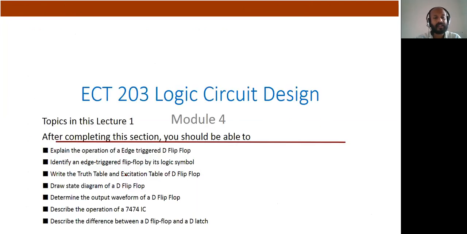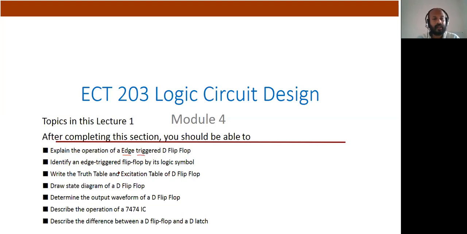In the first lecture we will start with one flip-flop, the D flip-flop, and very specifically we'll discuss edge triggered flip-flops. This is mainly because on the practical side, we are using edge triggered flip-flops.